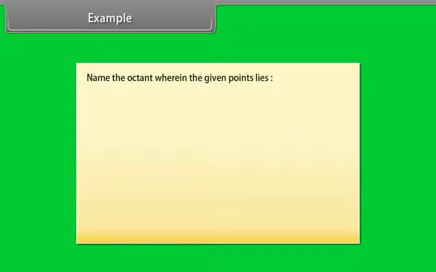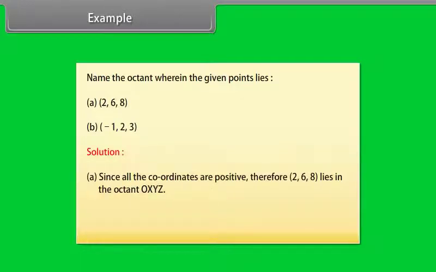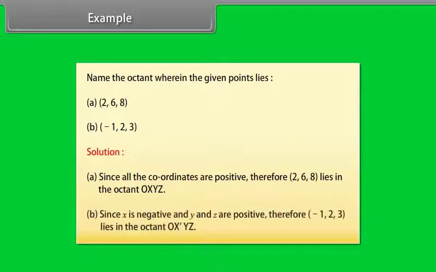Example. Name the octant where the given points lie: (2, 6, 8) and (-1, 2, 3). Solution. Since all the coordinates are positive, therefore (2, 6, 8) lies in the octant OXYZ. Since x is negative and y and z are positive, therefore (-1, 2, 3) lies in the octant OX'YZ.